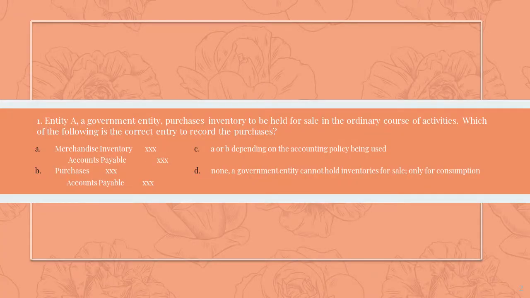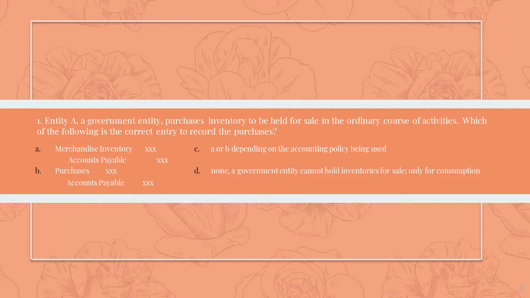Number 1. A government entity purchases inventory to be held for sale in the ordinary course of activities. Which of the following is the correct entry to record the purchases? Letter A. Debit to merchandise inventory, credit to accounts payable. B. Debit to purchases account, and credit to accounts payable. Letter C, A or B depending on the accounting policy being used, and D, none.